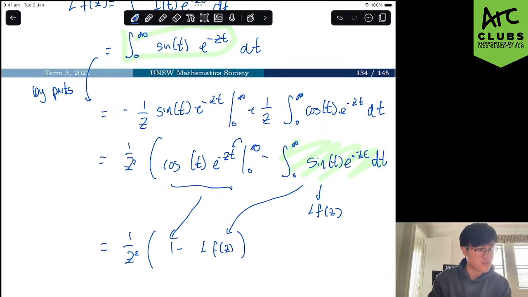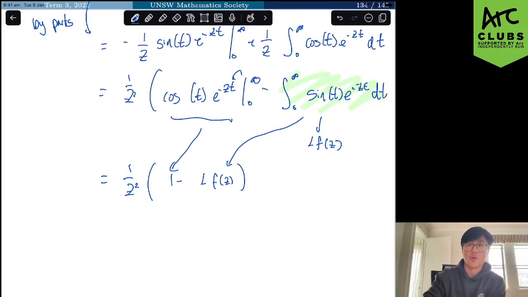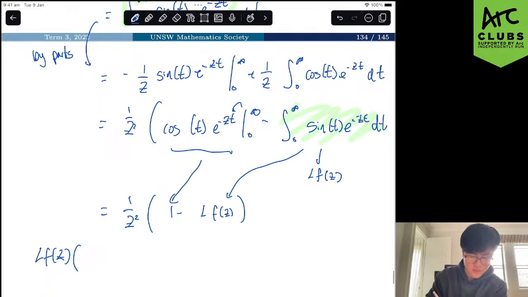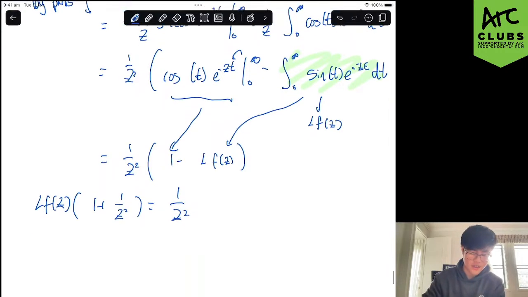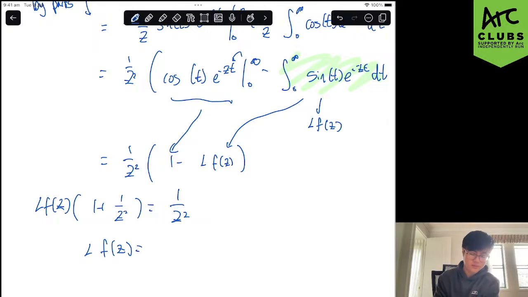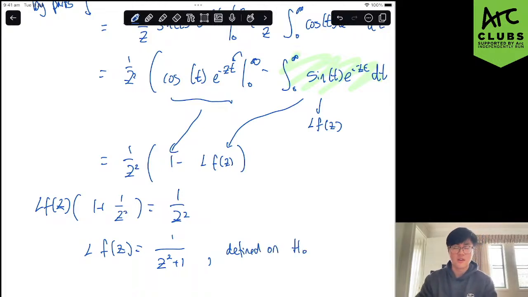Finally, we want to find the Laplace transform. We just rearrange for what we have. So that's L f of z, brackets 1 plus 1 over z squared, is equal to 1 over z squared. And then finally, just rearranging, you should get something along the lines of this. So I guess this is our Laplace transform, and as we found out earlier, this is defined on H_0. And remember, H_0 is just the right side of 0 on the plane. All right, sweet. So that's that question there.